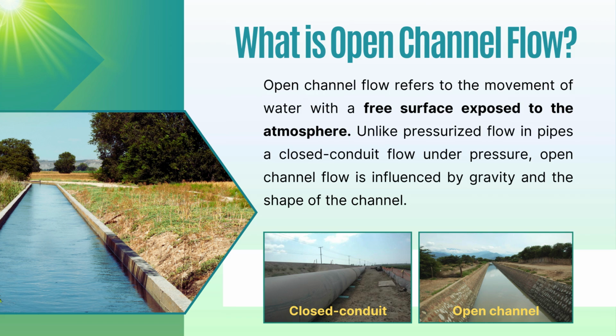Introduction. Open channel flow is a type of fluid movement where the water flows with a free surface open to the atmosphere. This is different from flow in closed conduits like water pipes, where the flow is under pressure. Open channel flow is driven primarily by gravity, and the shape and slope of the channel greatly influence the flow characteristics. It occurs naturally in rivers and streams and is also commonly engineered in irrigation canals, drainage ditches, and floodways.